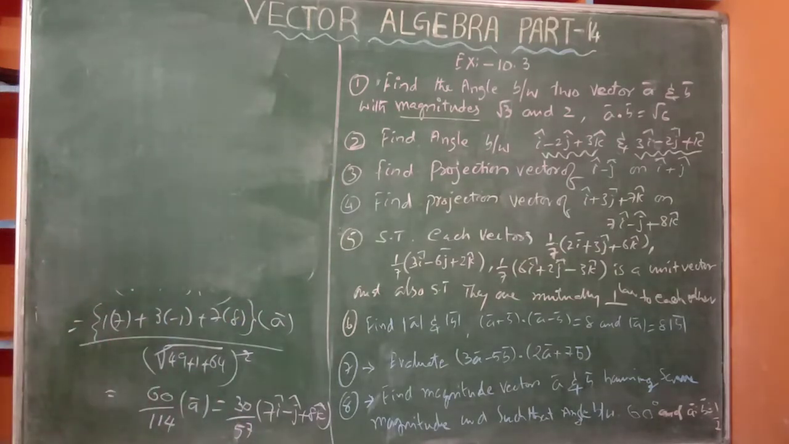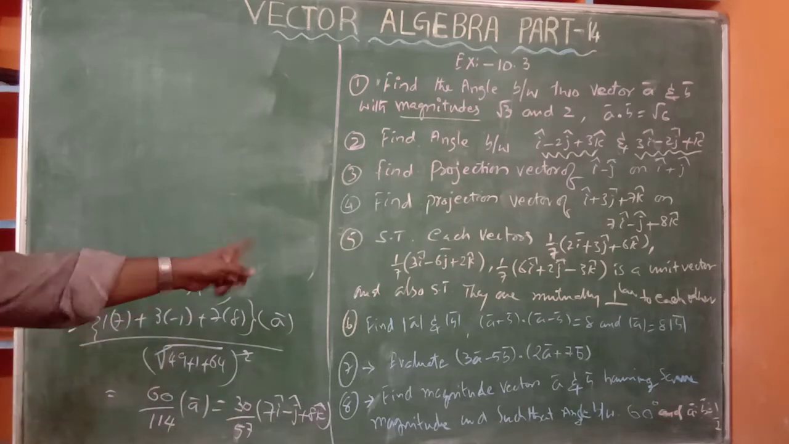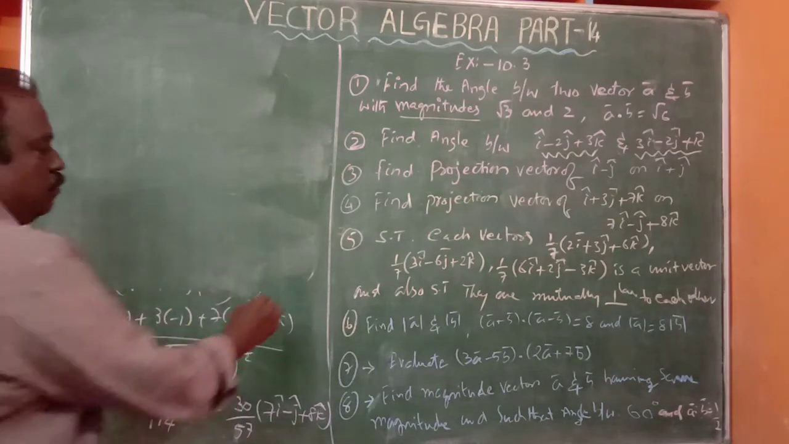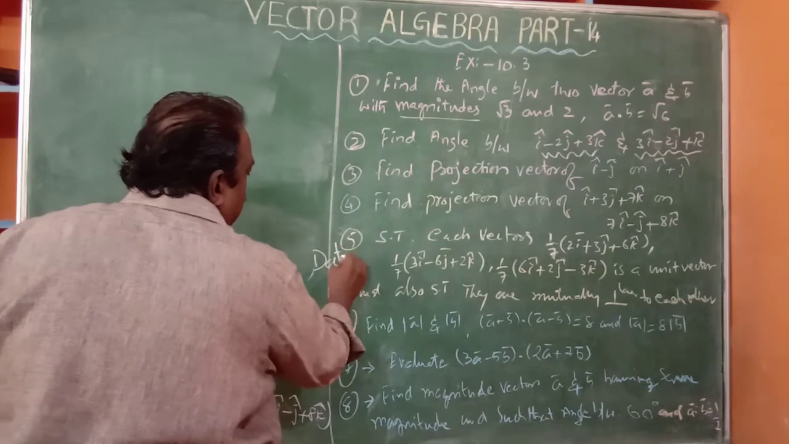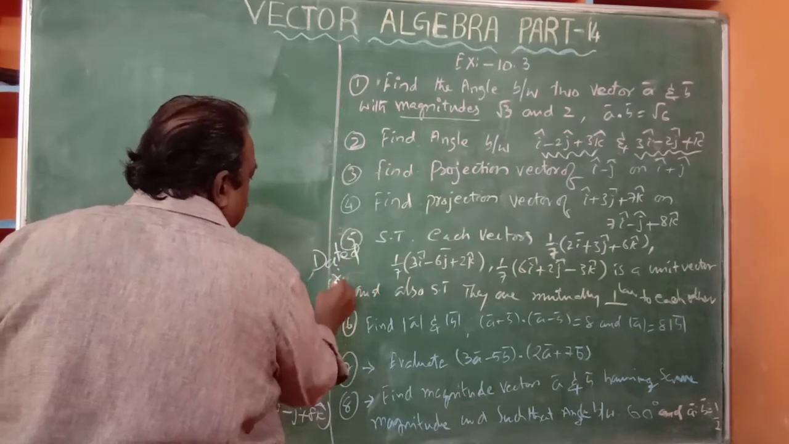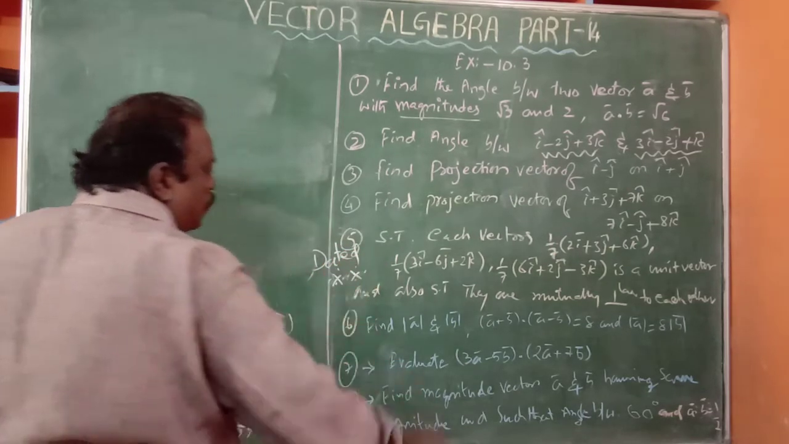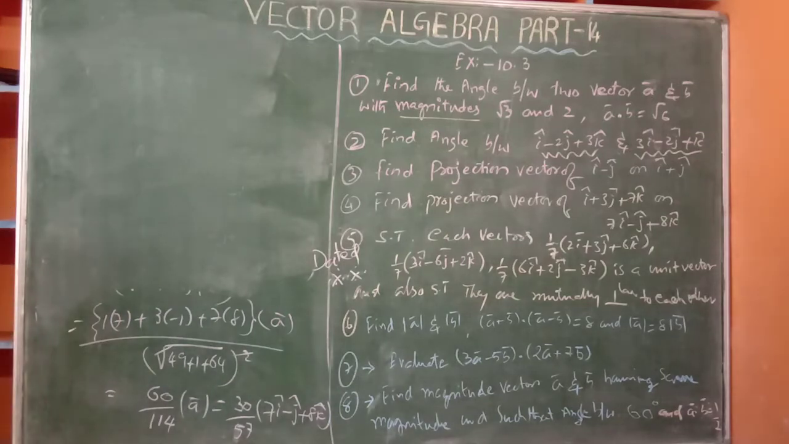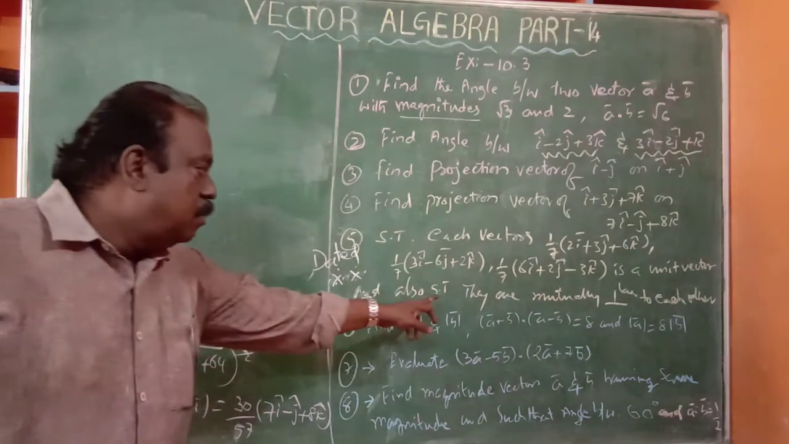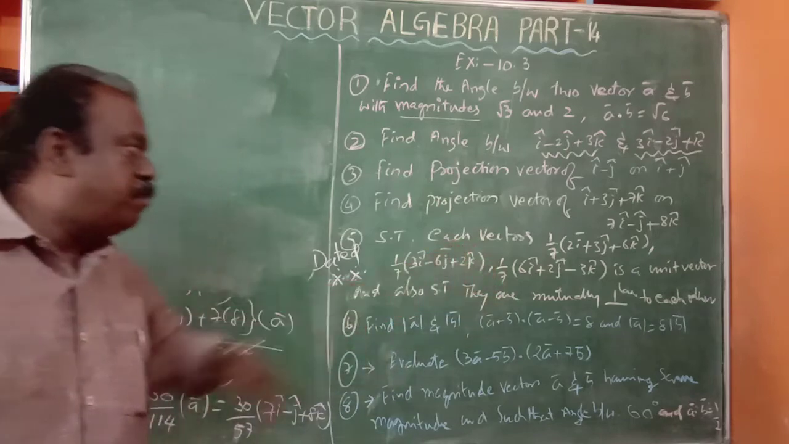Next, fifth one. It is important. It is a dated problem. We have to show that the three vectors given are unit vectors, and also we have to show that they are mutually perpendicular.